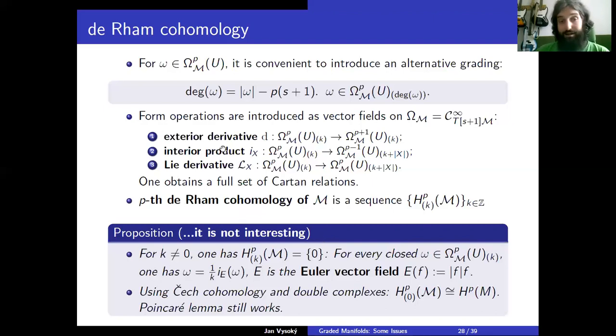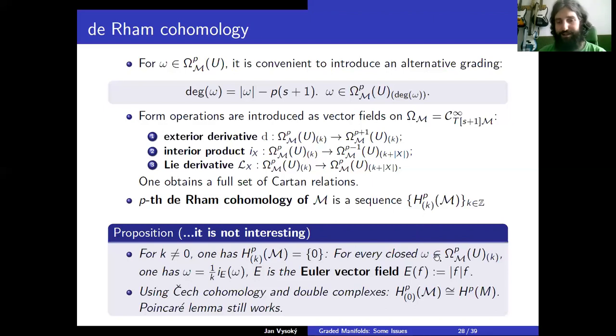And if you have an exterior derivative, of course, you can define the de Rham cohomology of your graded manifold. And because it preserves this degree, you can define it degree-wise. So for each k, you can define separate de Rham cohomology of degree k. But in the end, it's quite boring because for non-zero k, it's trivial.